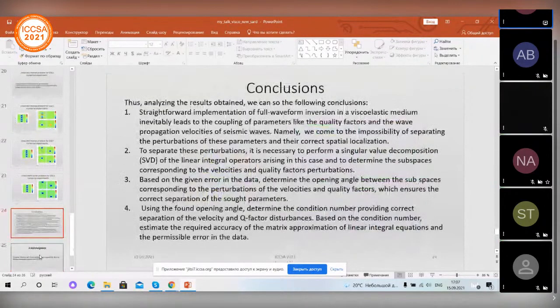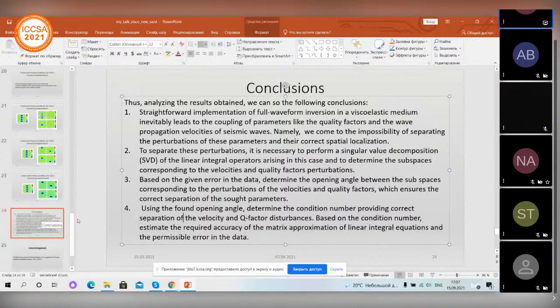From this computation, we can conclude that straightforward implementation of full waveform inversion in a viscoelastic medium inevitably leads to the coupling of parameters like the quality factors and the wave propagation velocity. To separate this perturbation, it is necessary to perform a singular value decomposition, to understand which singular values provide the desired information, and using the found operator angle, determine the condition number providing both correct separation and stable solution.